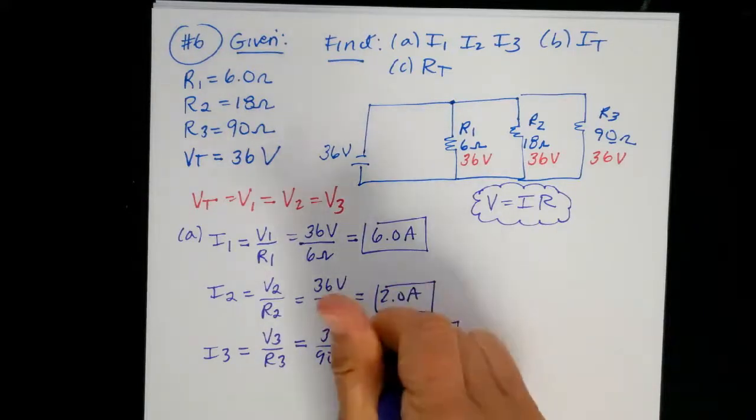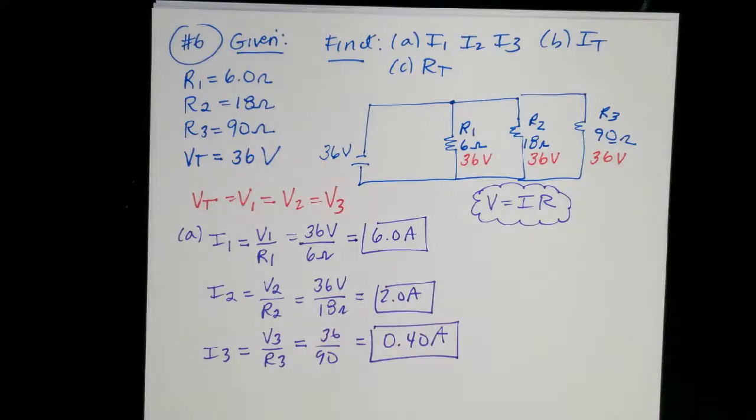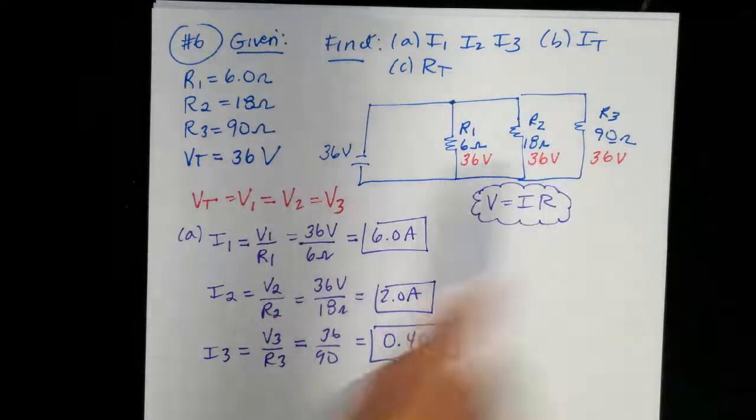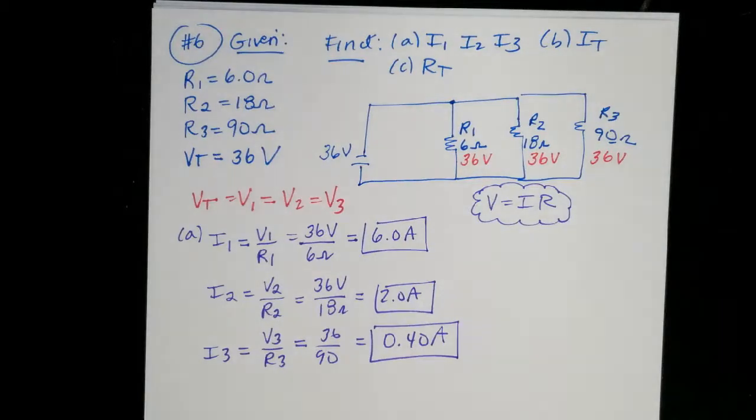So all I did was apply Ohm's law to each branch. I is equal to V over R. And I knew V because I knew in parallel the voltage drop is the same across each branch. And again, what you have to do is practice. Practice makes perfect.